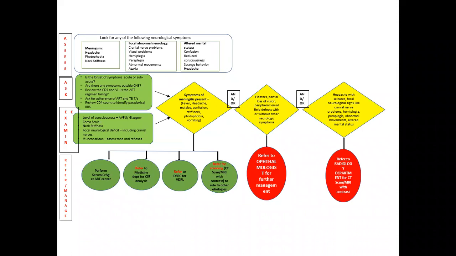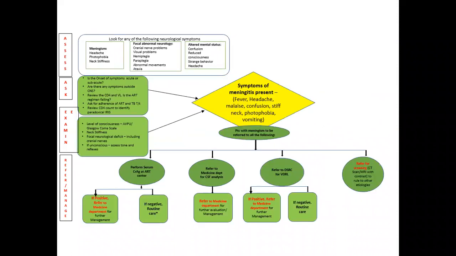Next slide, please. Then just to elaborate on the meningitis here. You have to make sure that the patient goes for CSF analysis. You have to make sure that the patient would be tested for VDRL.